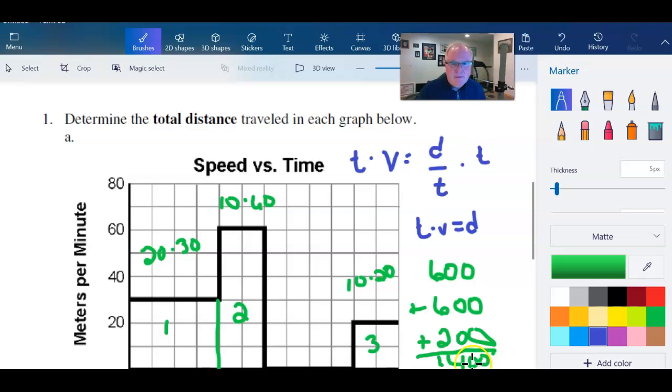1,400 what? Remember, we're looking for a distance, and since this is in meters per minute, it's going to be 1,400 meters. Okay, that's number one, and we'll do a little bit more complicated example for you later in this Go Formative.